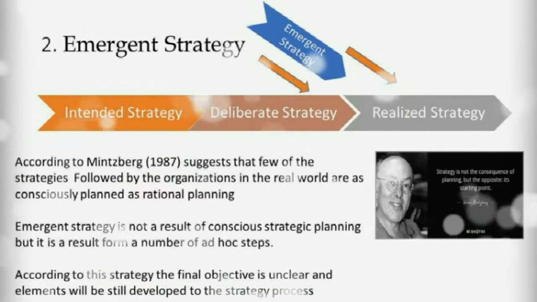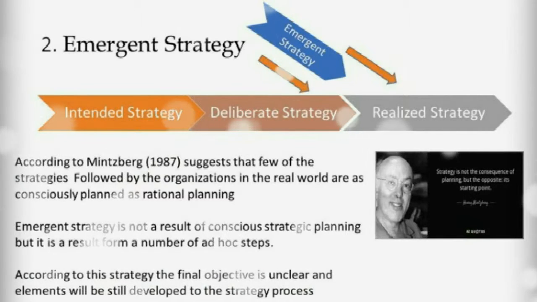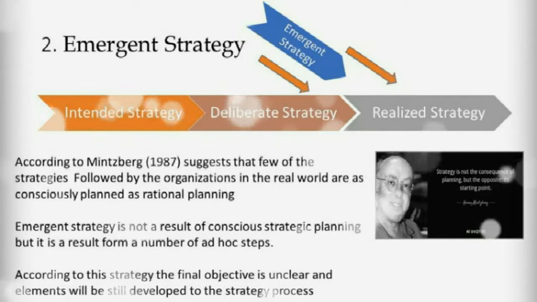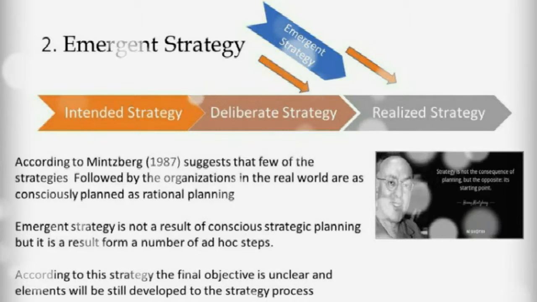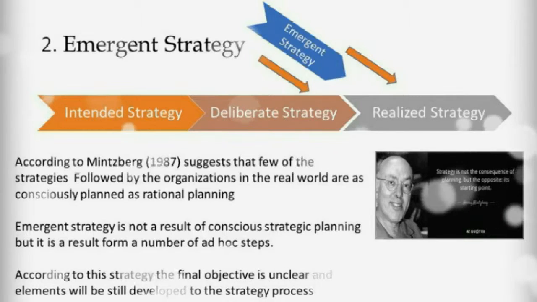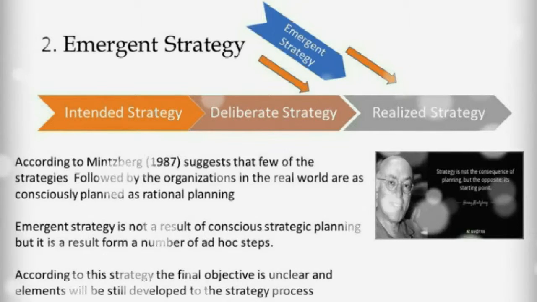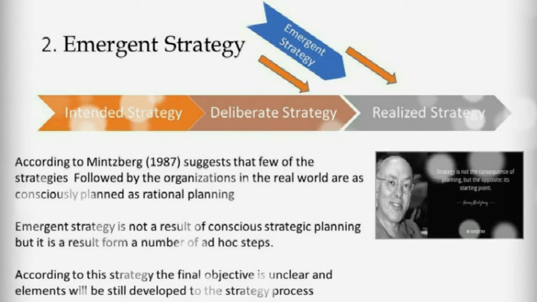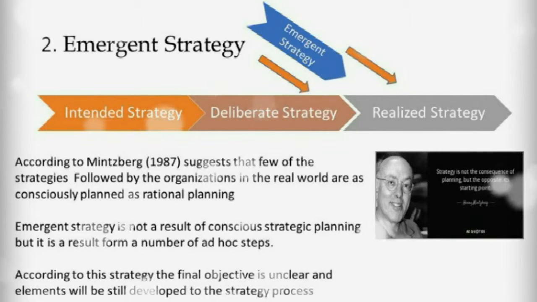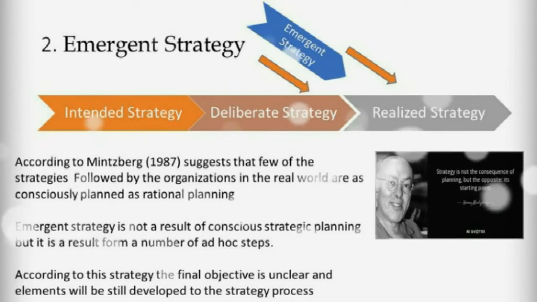Second strategy type. Emergent strategy. Here we have intended strategy, deliberate strategy, realized strategy. According to Mintzberg, 1987, few of the strategies followed by organizations in the real world are as consciously planned as rational planning suggests. Emergent strategy is not a result of conscious strategic planning, but a result of a number of ad hoc steps. According to this strategy, the final objective is unclear and elements will still be developed during the strategy process.